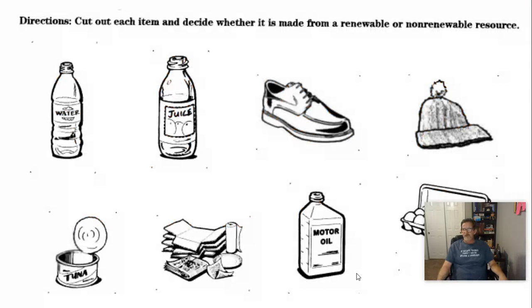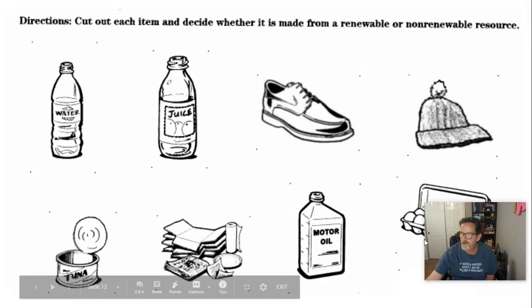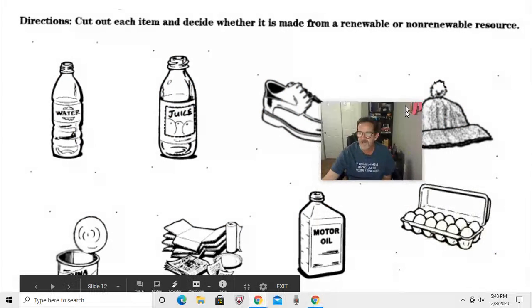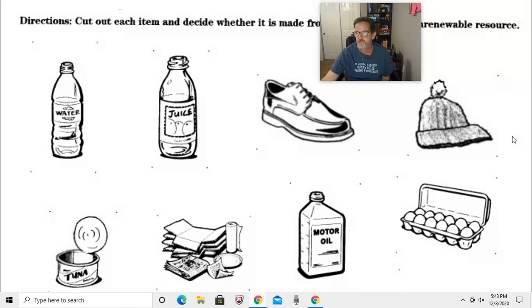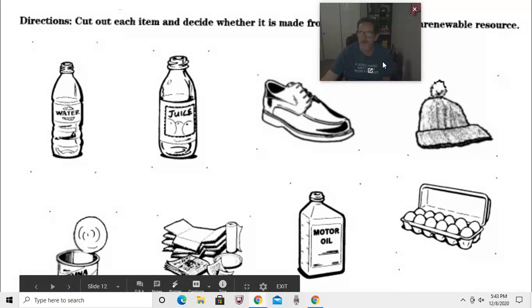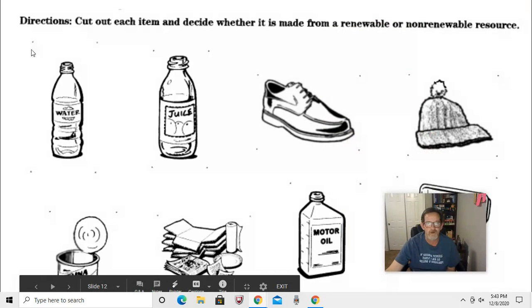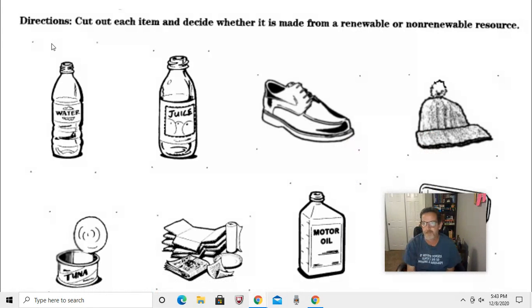Here's the slides. I'm sorry, I'll move the video. Didn't think about that. As you can see, we have quite a few things here. We got the water bottle here. Here's a juice bottle, a shoe, toboggans, some eggs, motor oil, all kinds of stuff. And if you notice, the directions say to cut out each item and decide whether they're renewable or non-renewable. And in the packet, you have the sheet that you can cut and paste them to. If you don't have the packet, like I said, you can create a slide, or if you just want to print it off and make your own to put it in, that's fine also.